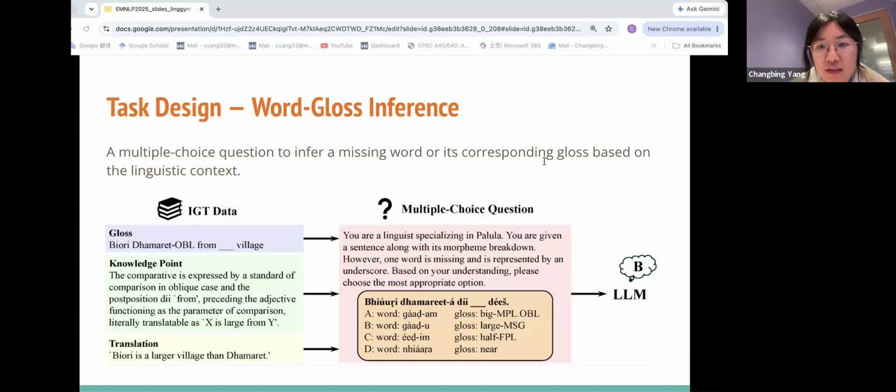And we evaluate the model's comprehension through a controlled task. We call it word gloss inference, where the model answers a multiple choice question to infer a missing word or its corresponding gloss based on the linguistic context.